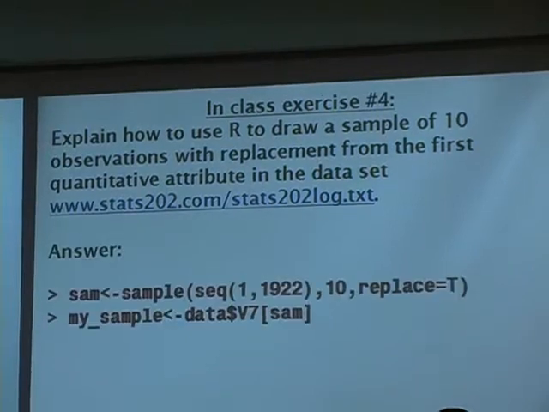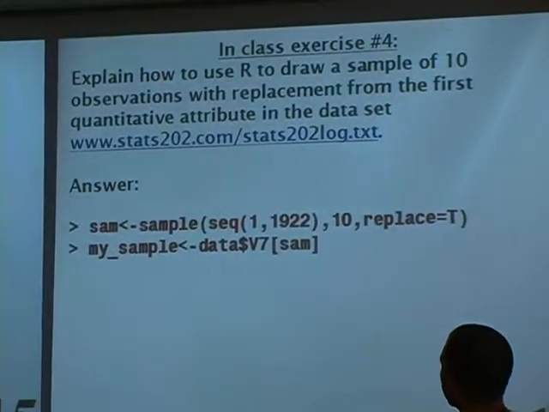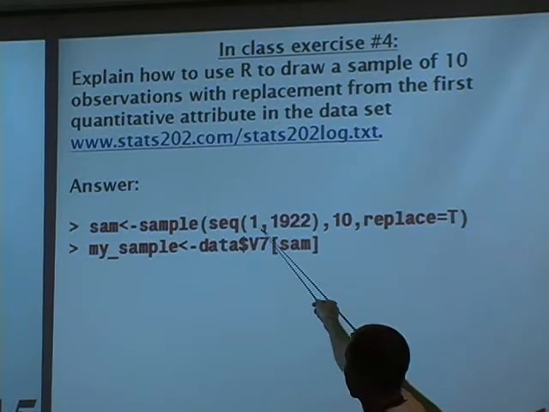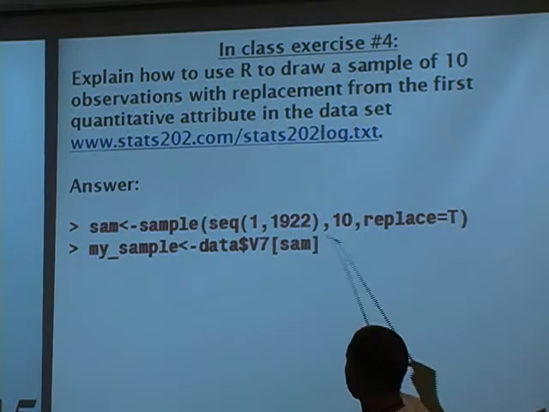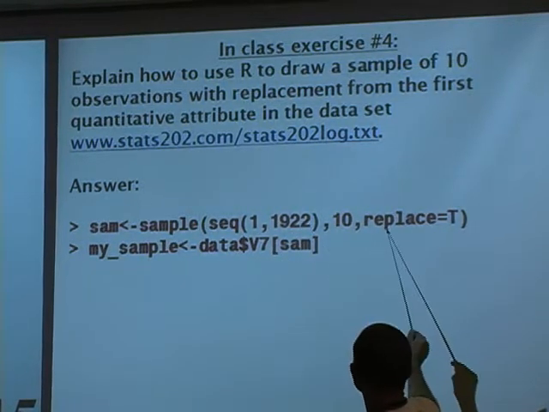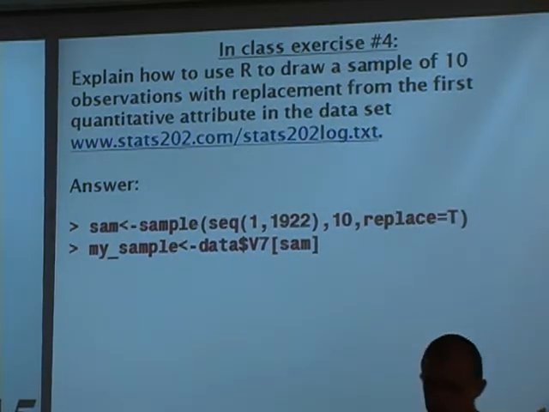Well, I put the code up here and I'll tell you what this does. Basically, I'm creating a new object called SAM, and that's going to be a sample of the sequence 1 to 1922. I'm going to get a sample of 10 integers from the sequence of integers 1 to 1922, and I'm going to do it with replacement because I asked you to do it with replacement. So that's the first step, and I think we probably did that.